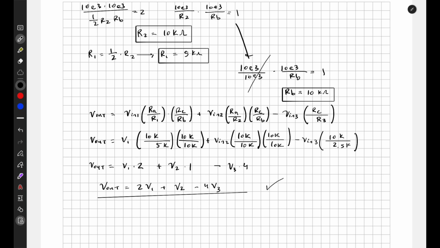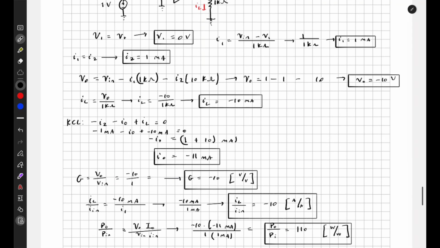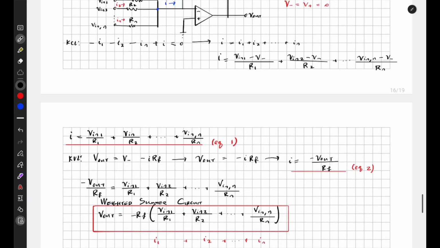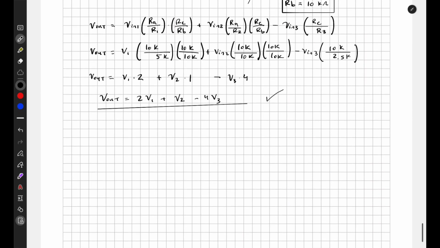This concludes the discussion on the inverting configuration, so all the derivations and the weighted summer circuit. And the next section talks about the non-inverting configuration for the op-amp.